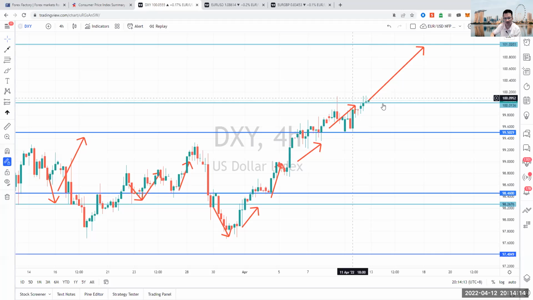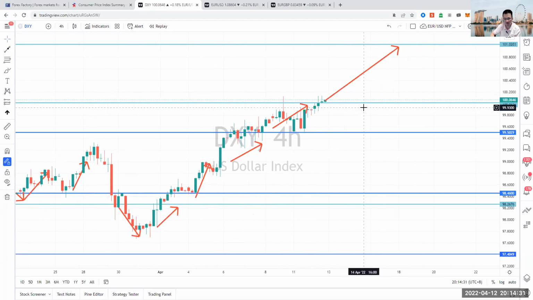Looking at the dollar index, what's happening? We were just talking about it this morning. It's at that 100 level. So I'm looking for it to break. If we do see that stronger CPI number, then we're likely to see this push higher above that 100 level, close above that 100 level.